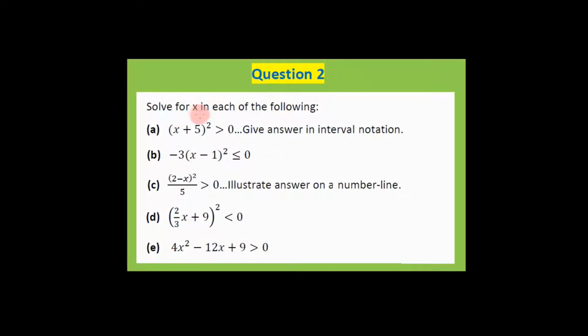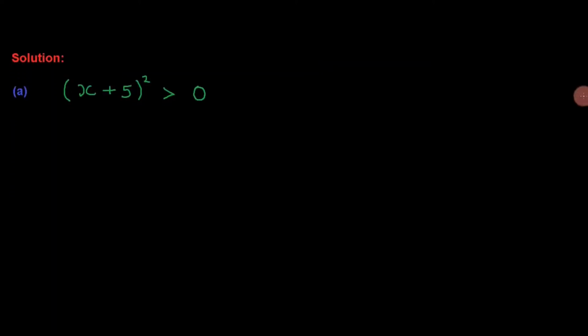So let's look at your answers to this question. In A, we have x plus 5 all squared is strictly greater than 0. We know that any real number squared will give an answer that's either greater than 0, or positive, or equal to 0. In this case, the left-hand side is strictly greater than 0, or positive.